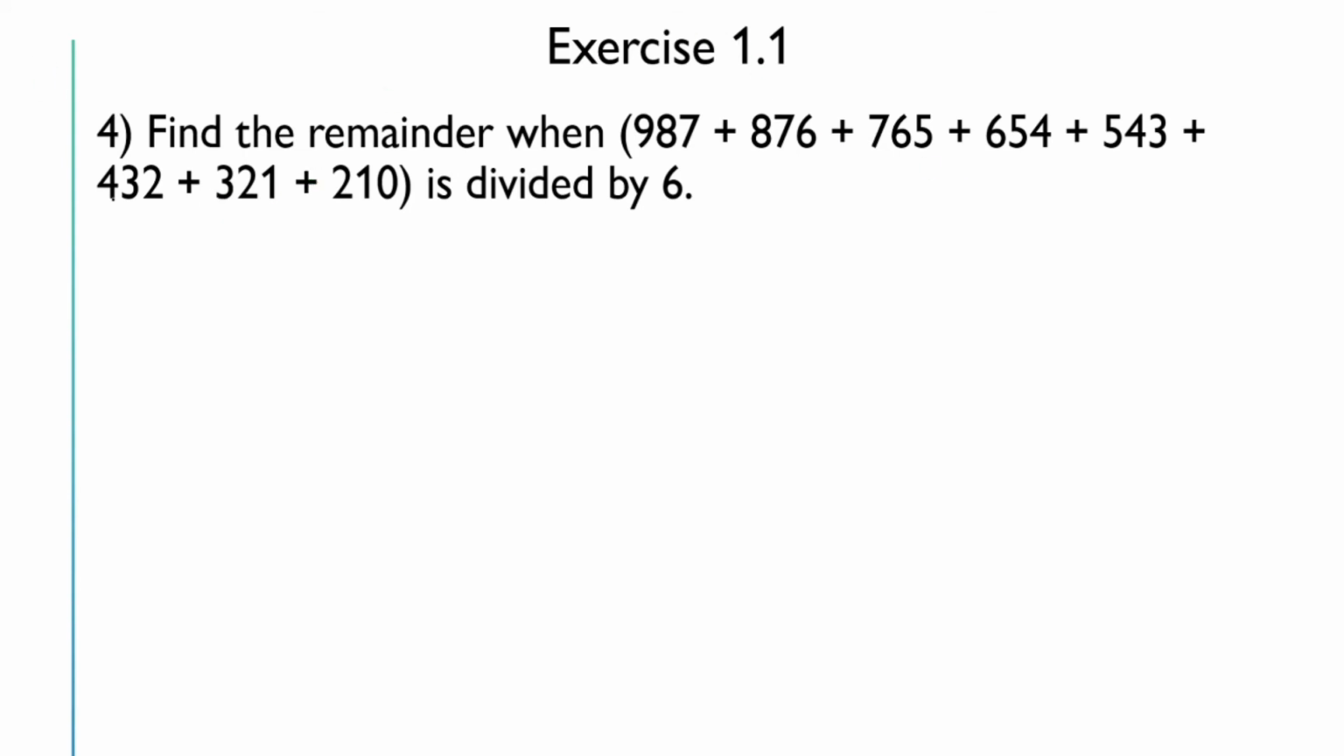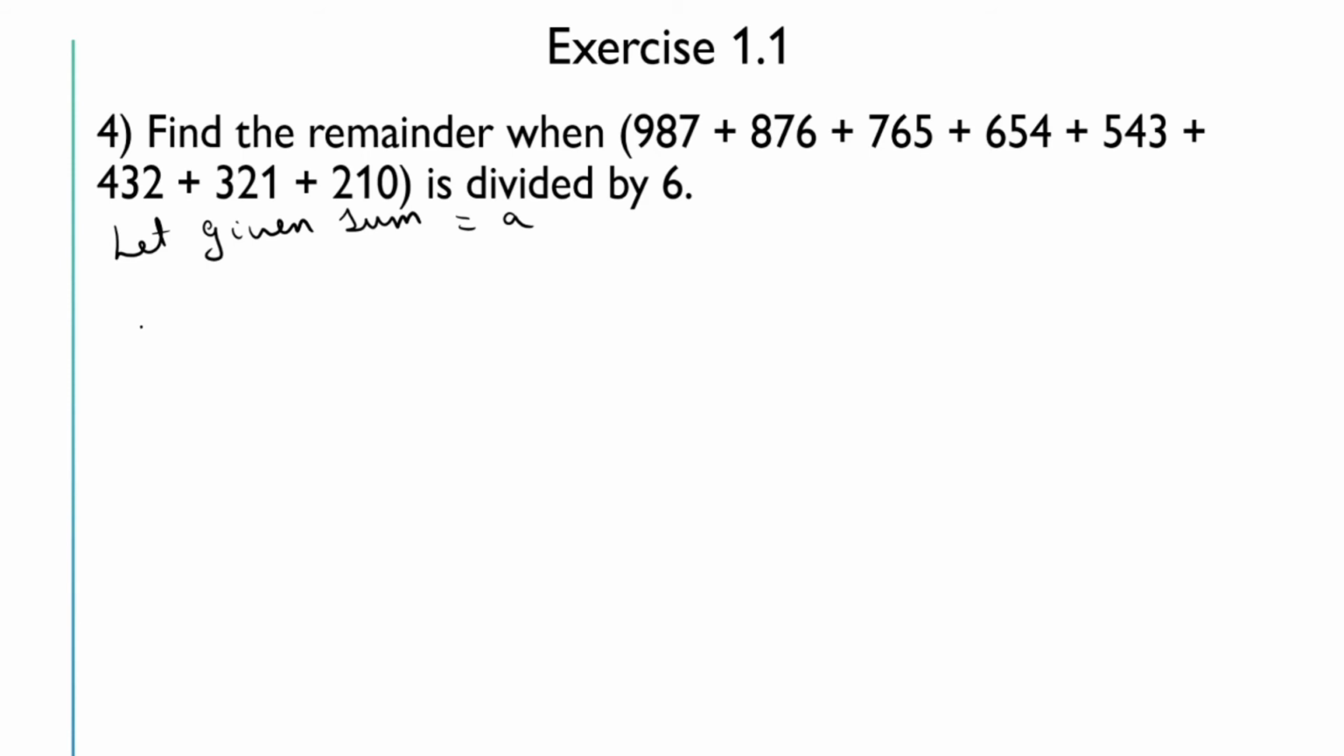So let us take, let the given sum be equal to A. So I am taking the given sum as A, that is 987 plus 876 plus all these up to 210 is equal to A. Now I'm finding the remainder of each term when each term is divided by 6.